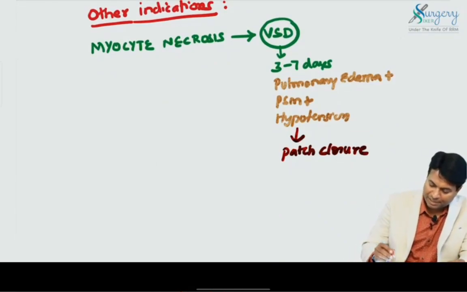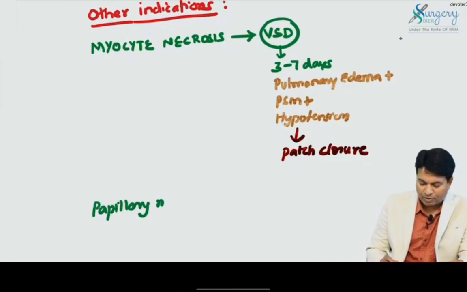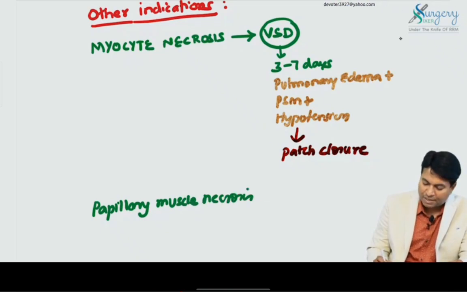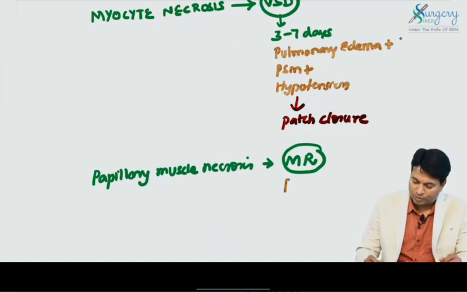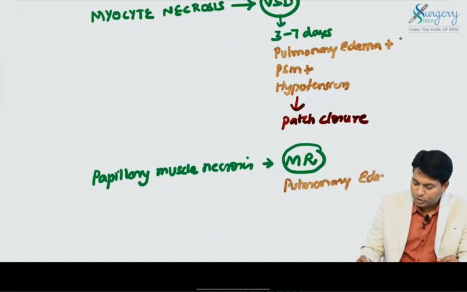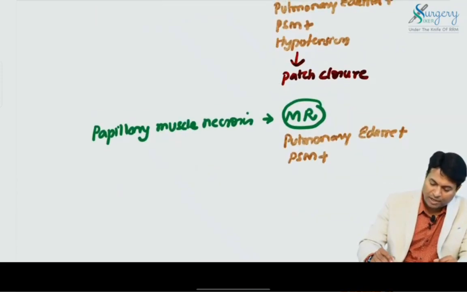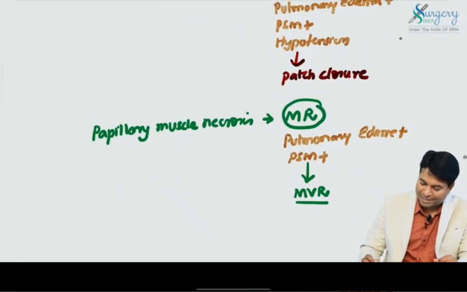Then comes papillary muscle necrosis. Papillary muscles are the muscles which support the valves. When the papillary muscle goes for necrosis, there will be a major problem, that is mitral valve regurgitation, MR. So these mitral regurgitation patients also will come to you with pulmonary edema and pansystolic murmur. The treatment is mitral valve replacement for these cases.